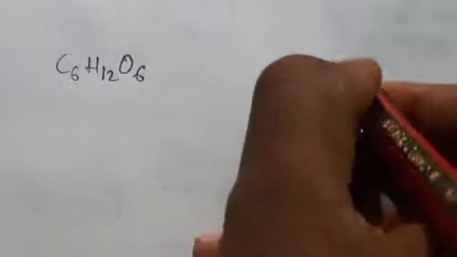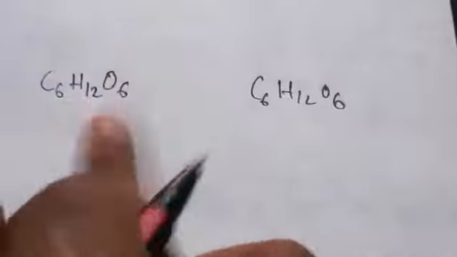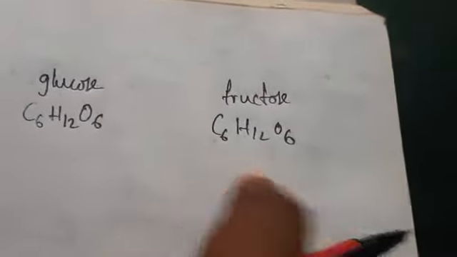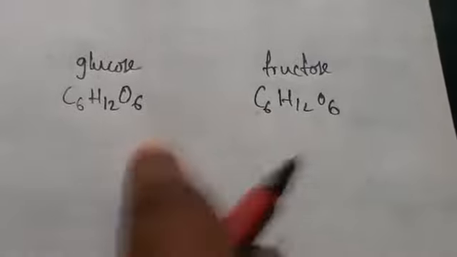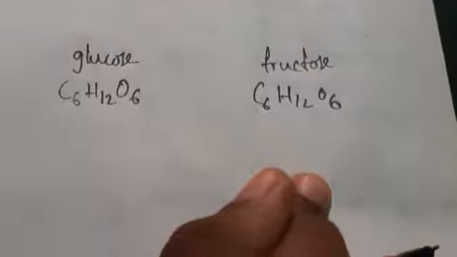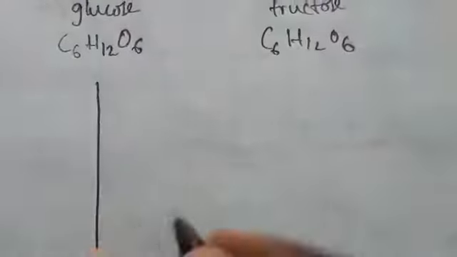Generally I am saying glucose and fructose, but the molecular formula is the same: C6H12O6. This is the formula for glucose. This is the formula for fructose. We are seeing here the formulas are the same, but how are we determining that it is glucose or fructose? Let us see.